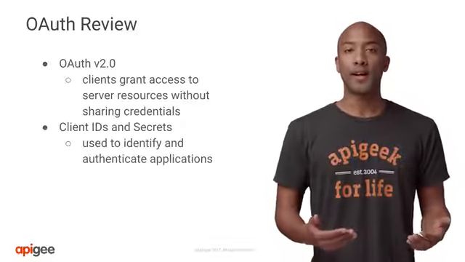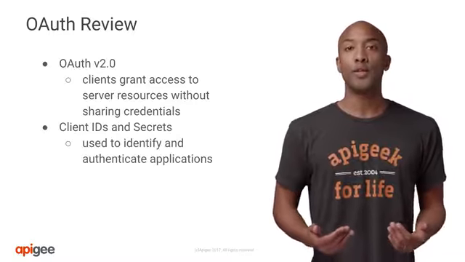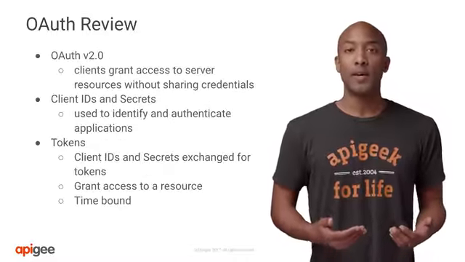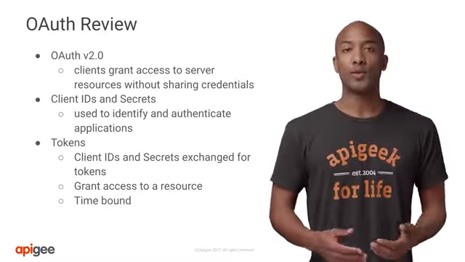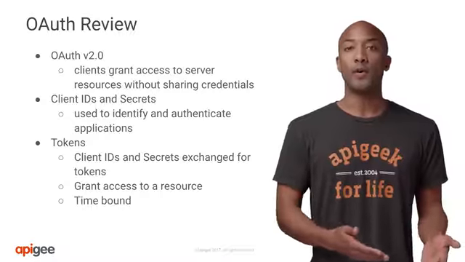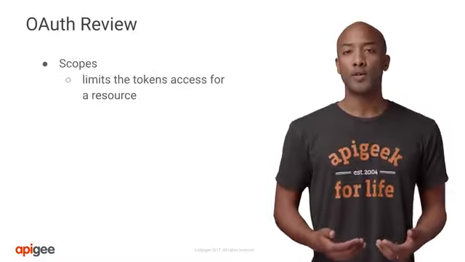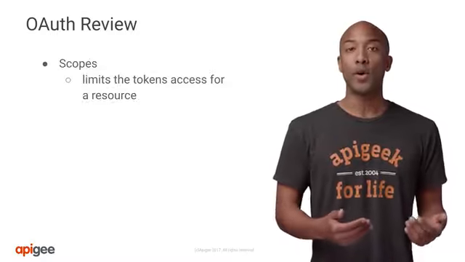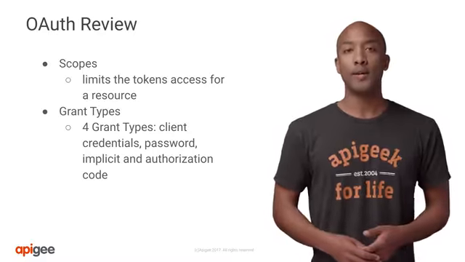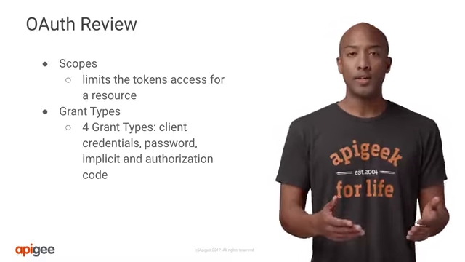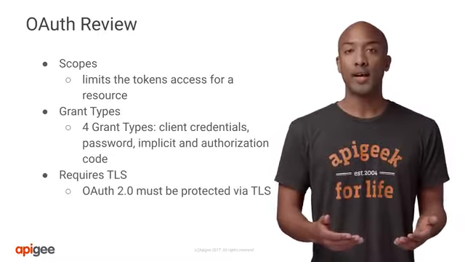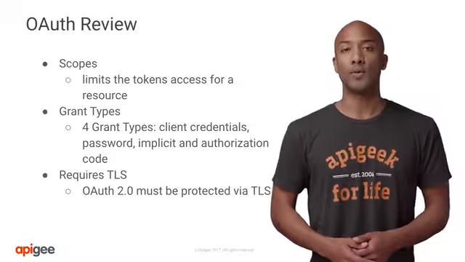This works by using a client ID and secret, which are used to authenticate a client. The client ID and secret are exchanged for access tokens, and they grant a client access to a resource server. They have an expiry time to prevent unauthorized access if the token is stolen. Sometimes tokens are limited in scope, which means that the token can only access a few resources. OAuth defines 4 grant types to handle various use cases, and we'll cover each of them in detail in later modules. OAuth also requires TLS to protect the client ID, the secret, and the access tokens.